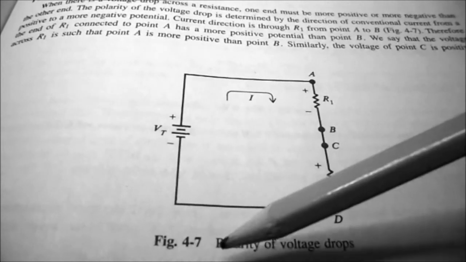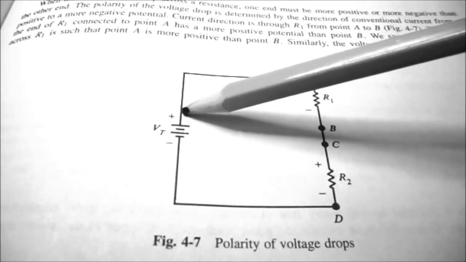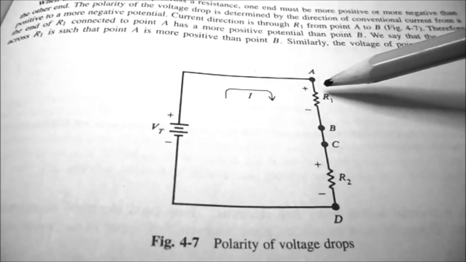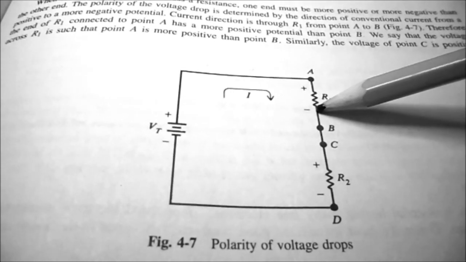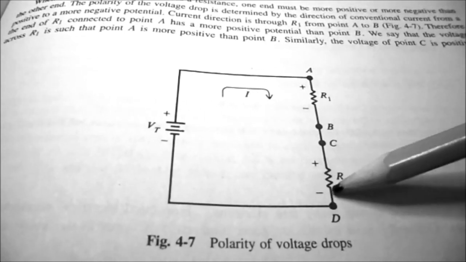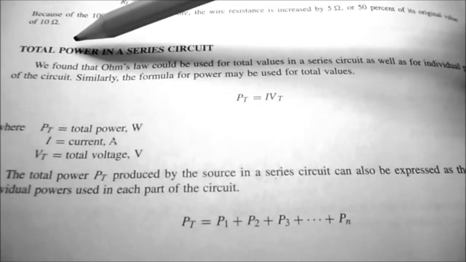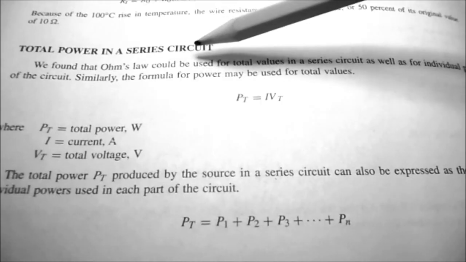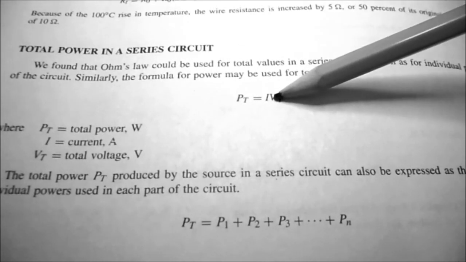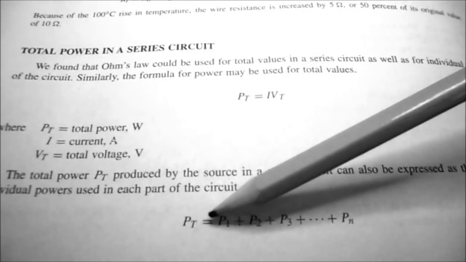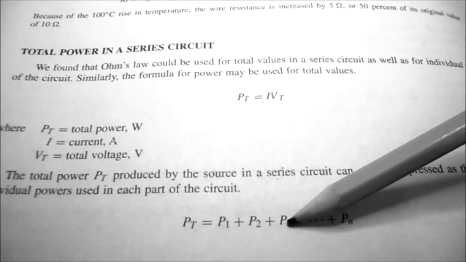So figure 4.7 talks about the polarity of voltage drops. So you can see you have the positive of the supply, so the first resistor, the top, is going to be the positive, the bottom is going to be the negative. And that continues the same way throughout your circuit. The next section in the chapter we're going to look at is total power in a series circuit. So you can see the total power is equal to I times V total, and the total power is equal to the individual powers dissipated by the individual resistors.